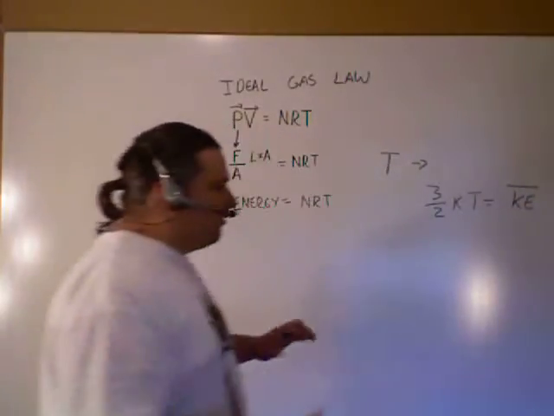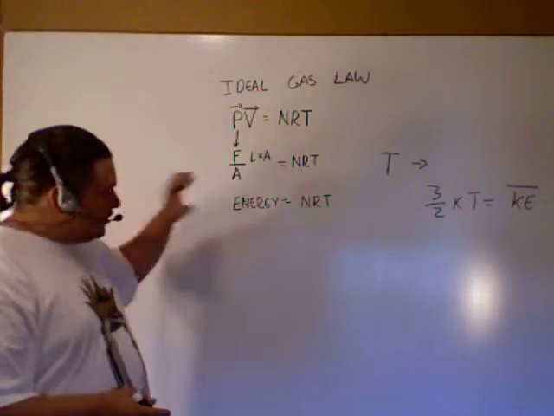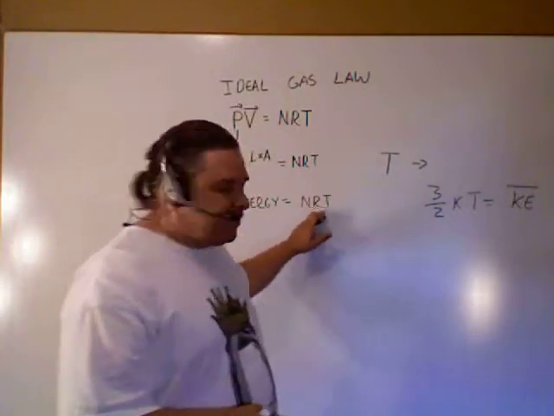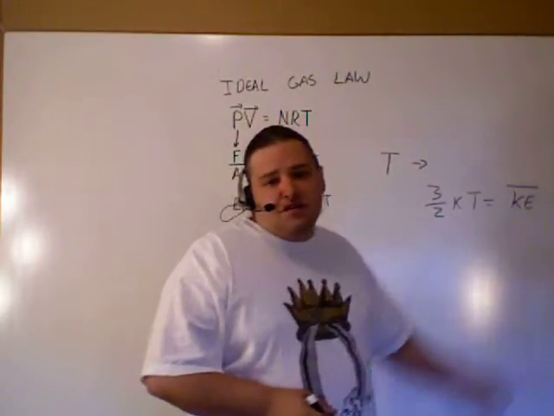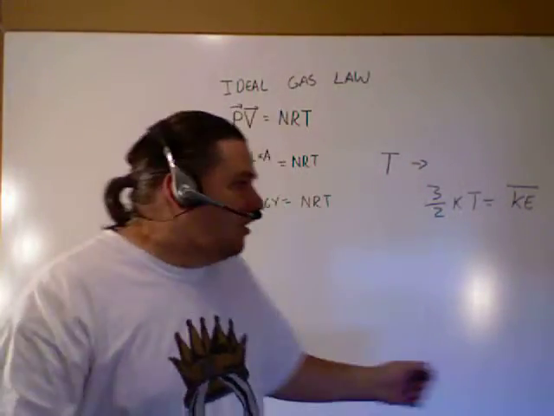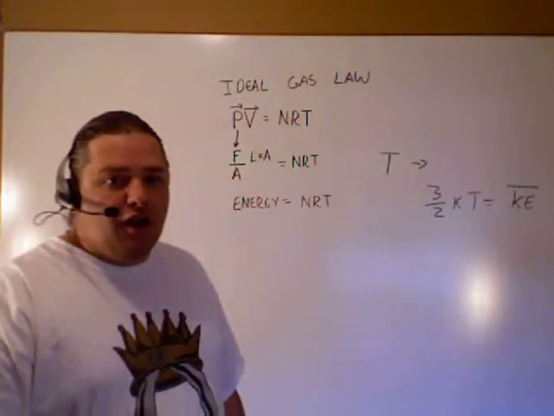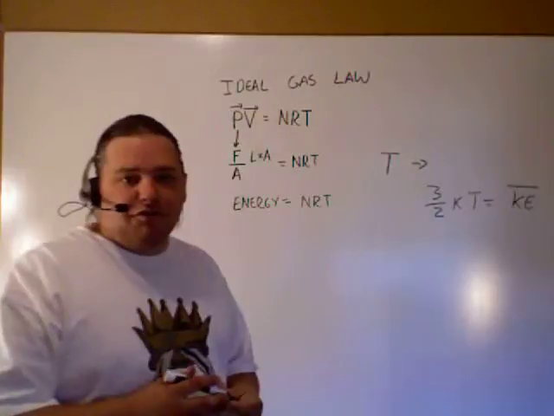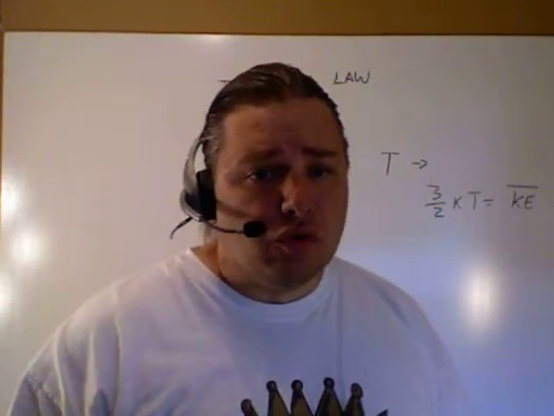So there are some really cool relationships when you talk about the ideal gas law. You can quickly take this nRT, solve for T, plug it in here, solve for the average kinetic energy of the particle, and then from the average kinetic energy you can solve for the average velocity per particle. So ideal is a nice little tool there.